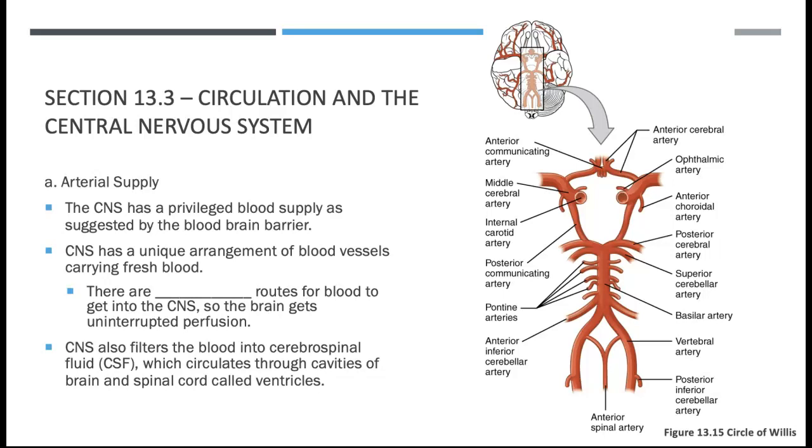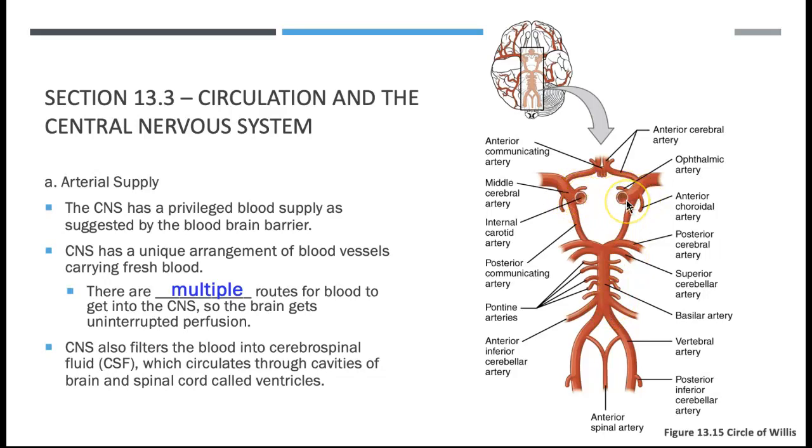The way we are going to get our arterial supply is by having a blood-brain barrier to make sure that certain toxins are not going to get into these wonderful arteries that we see here. Note that there is a unique arrangement here carrying the fresh oxygenated blood to the brain. There are multiple routes for this blood to get to our central nervous system, so the brain will always get uninterrupted perfusion.